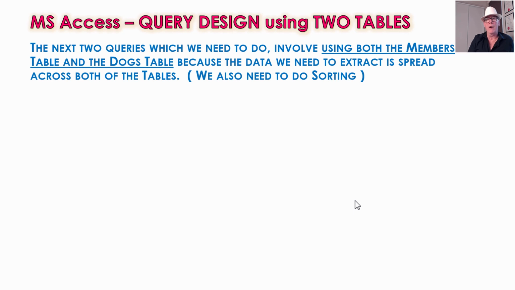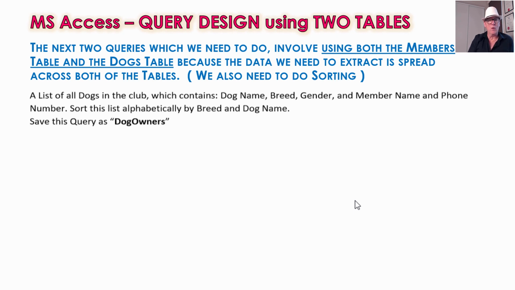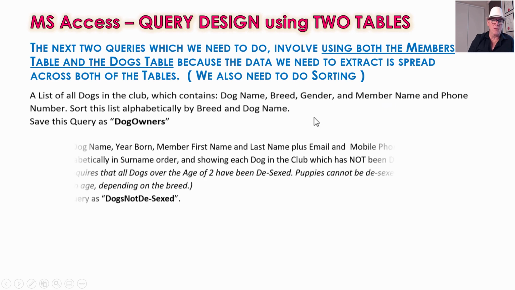The next 2 queries involve both data from the members table and the dogs table, and we also need to do sorting. So when we want the dog owners, we want to get stuff out of the dogs table about the dog, but then we want to get the member name and phone number as well out of a different table, out of the members table.